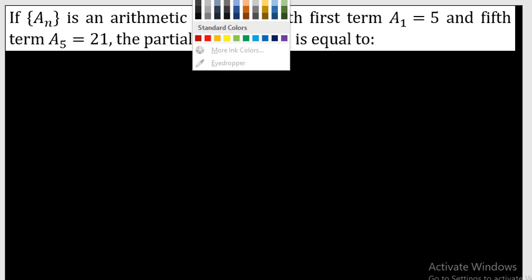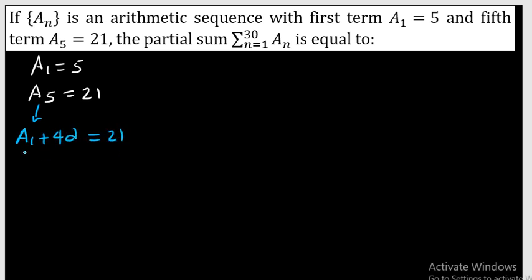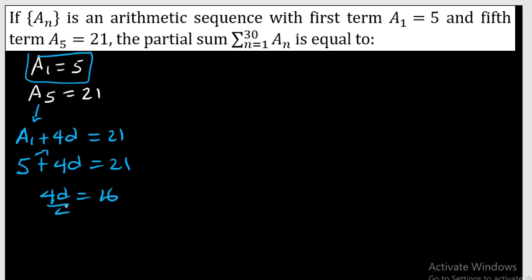Okay, the next question. What is given? An is an arithmetic sequence. Given A1 is equal to 5 and A5 is equal to 21. But what does A5 mean? A5 is the same as A1 plus 4D, which is 21. A1 we know is given, here it is, that is 5, we can bring it. So 5 plus 4D is equal to 21. Then shift the 5 to the other side, so 4D is equal to 16. You can divide by 4 on both sides and get D. D is equal to 4.